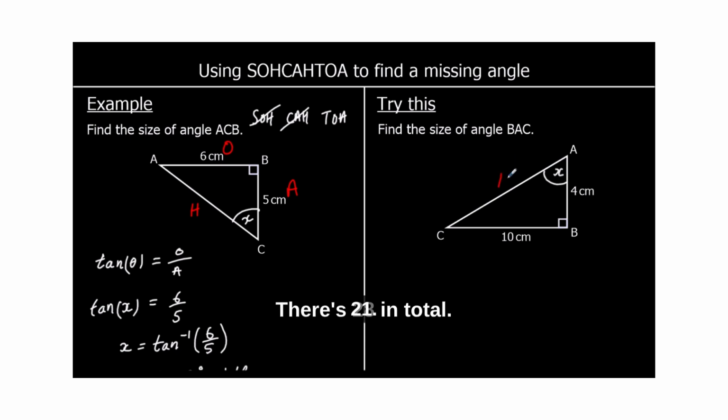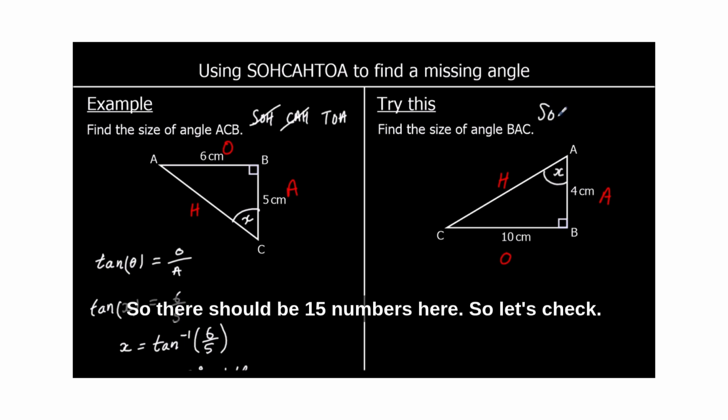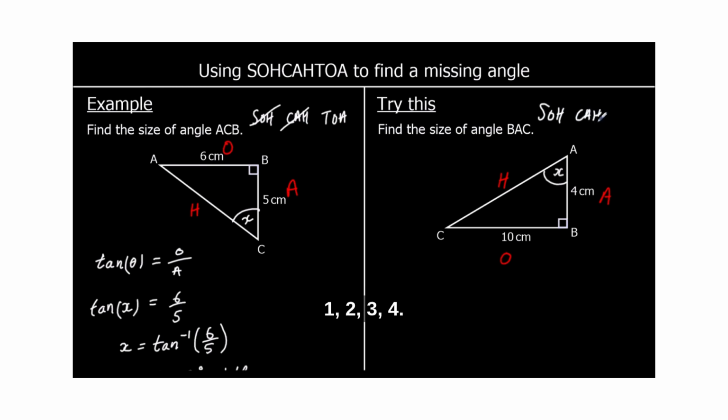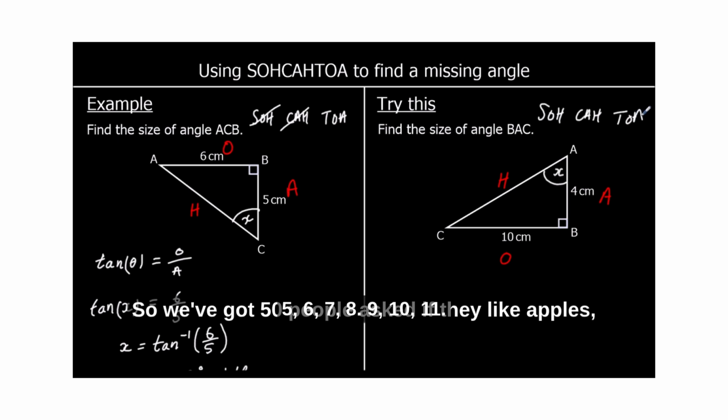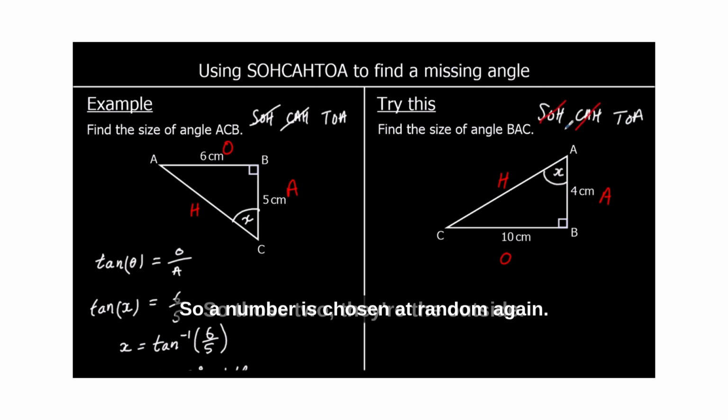So we'll label it. The hypotenuse is the longest side. Opposite is opposite the angle we're using. And adjacent is between the angle and the right angle. So is it SOH, CAH, or TOA? Sine, cos, or tan? Which ratio are we using? We want O and A. We don't want H. So it's TOA. So we've got tan with the angle.